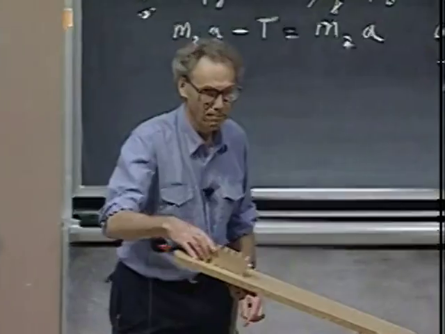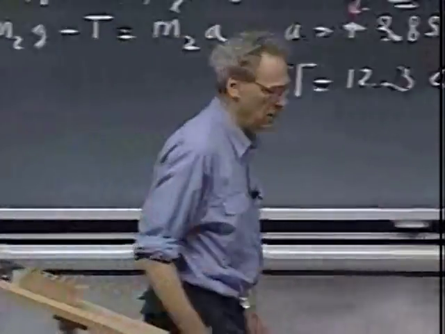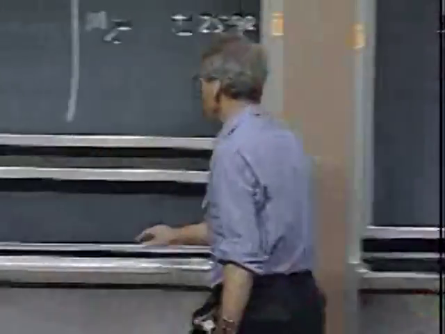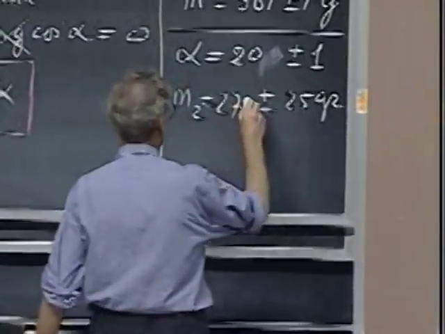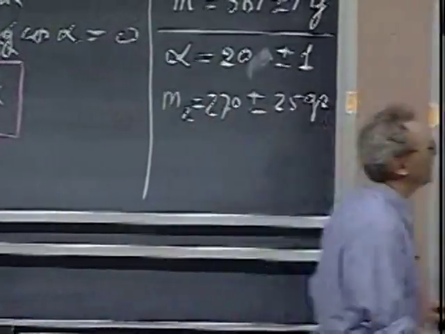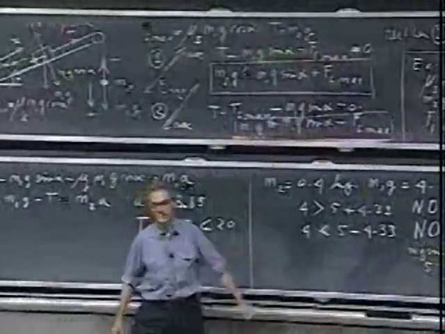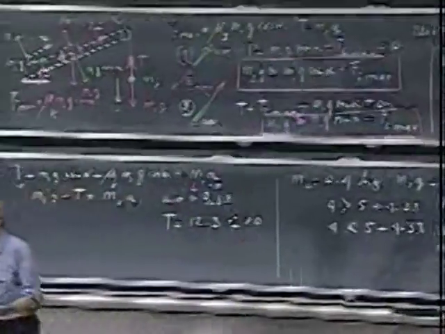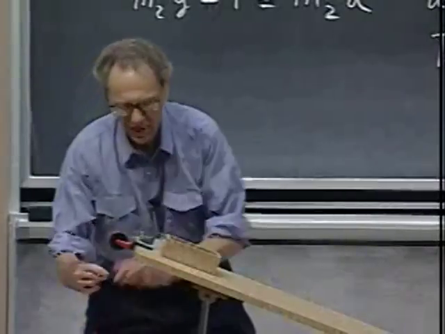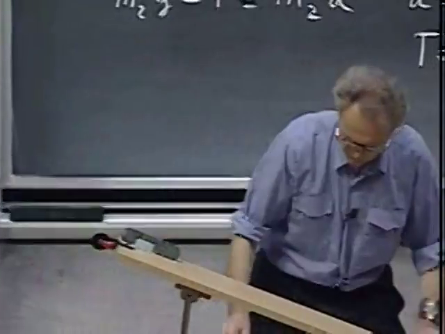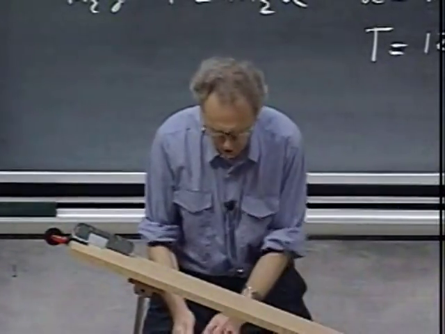Did you see it go? It started to slide at 270. So at 270 grams, I met exactly that condition with an equal sign. That should allow you to calculate the static friction coefficient, and you'll get a chance to do that in your third assignment.